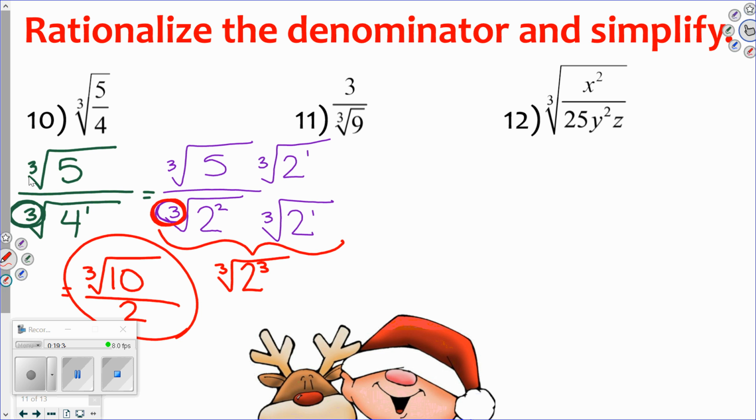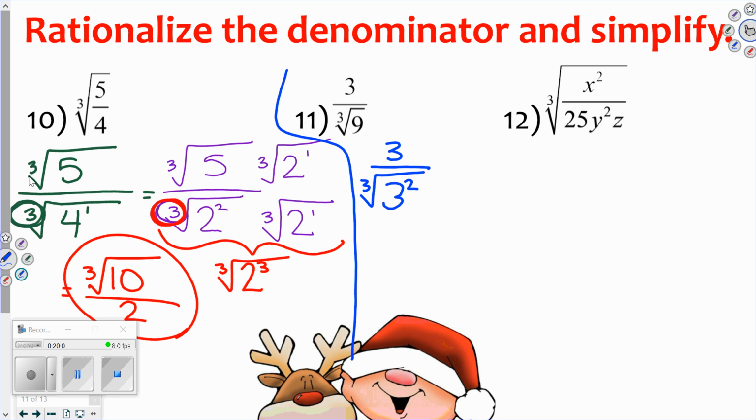Let's look at the next one. 3 over the cubed root of 9. 9 you would rewrite as 3 squared. So I have 3 over the cubed root of 3 squared. 9 is 3 squared. I did not change the value of anything. I just rewrote it.